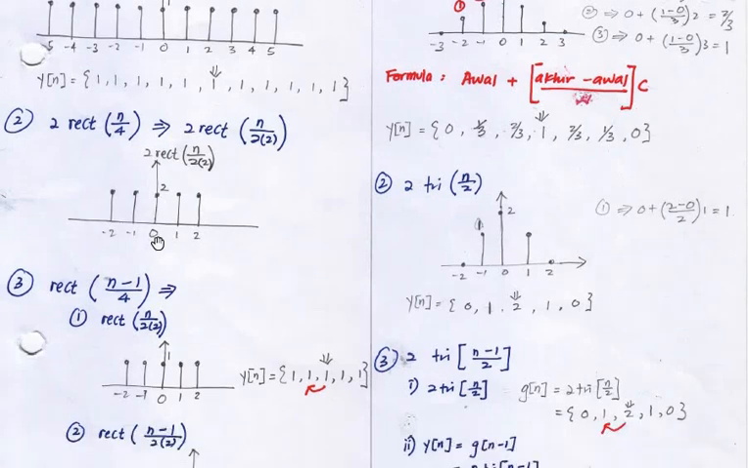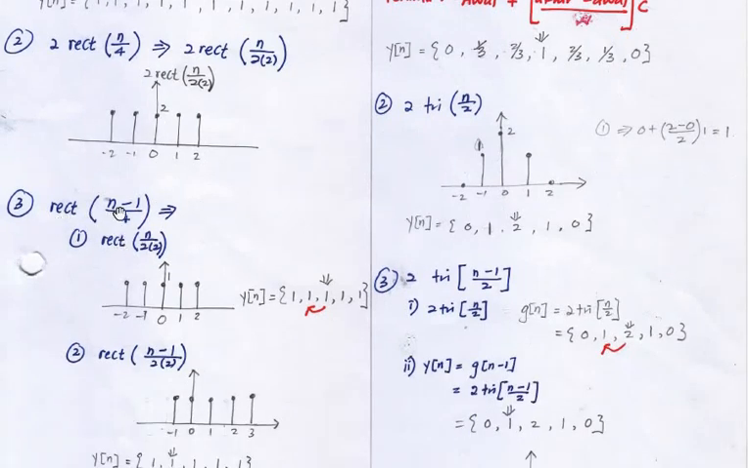Okay. What if I have n minus 1 over 4? This one is a combination of a delay, like a fractional delay. But this one can also be written in the form of a rectangular, in delay format. So n over 2 times 2 is from negative 2 to 2.